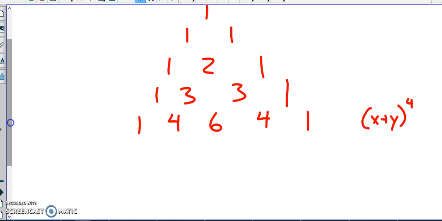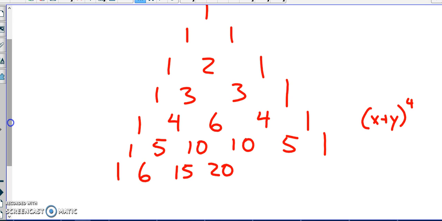So then the next one would be 1, 5, 10, 10, 5, 1, 1, 6, 15, 20, 15, 6, 1, and so on and so forth. So if you wanted to, you could generate all the binomial coefficients you would want from this triangle.